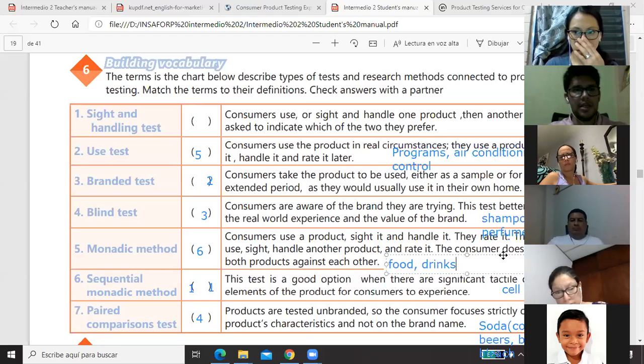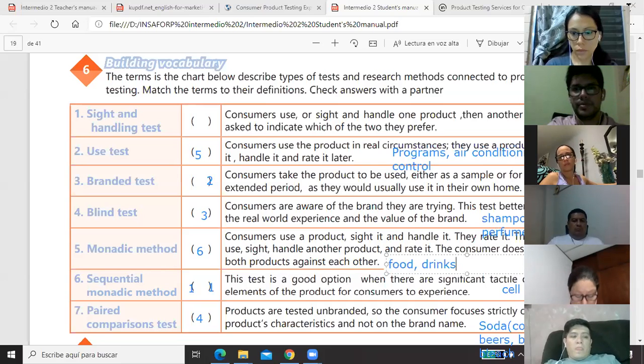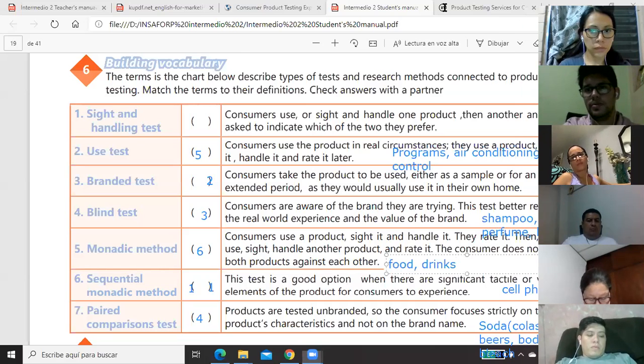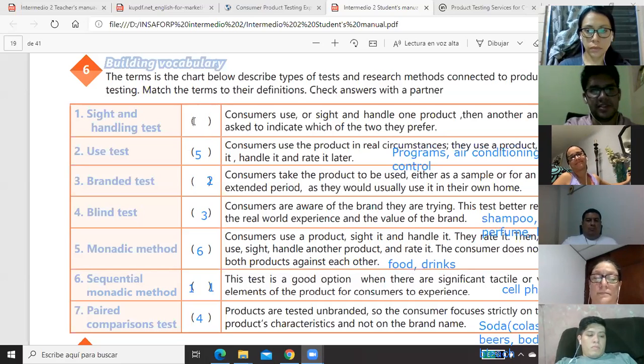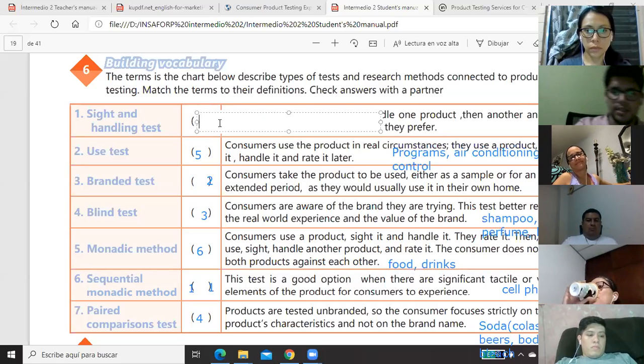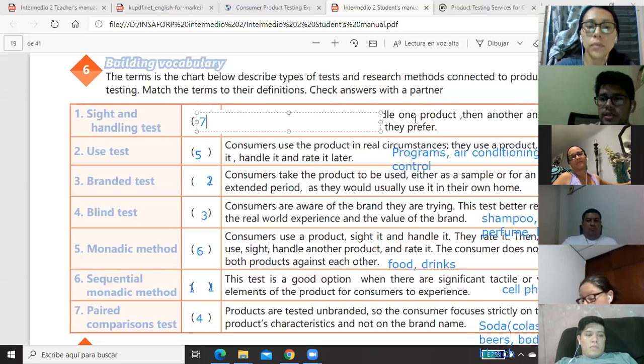Okay, great. And finally, we have the pair comparisons test, all right? Pair comparison test. Which is on the top. All right, on the top. Yes, it's this one at the top. So that'll be here. And let's read this definition.